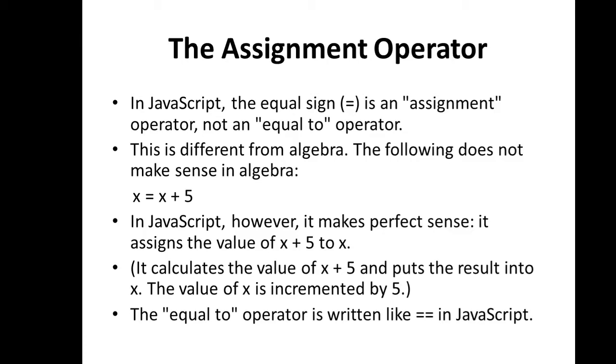In JavaScript, however, it makes perfect sense. It assigns the value of x plus 5 to x. It calculates the value of x plus 5, then puts the result into x. So the value is incremented by 5. Let's say, for example, x is initially 4. So 4 plus 5 is 9, and then 9 will be stored in the variable x. The equal to operator is written like double equal in JavaScript. So like this.